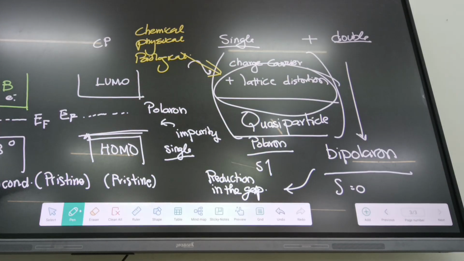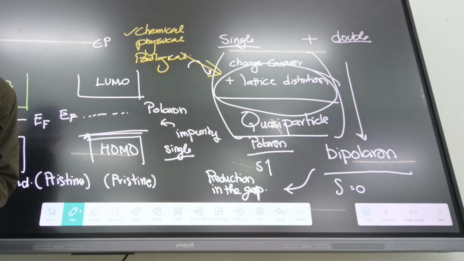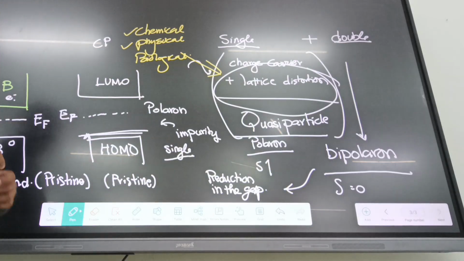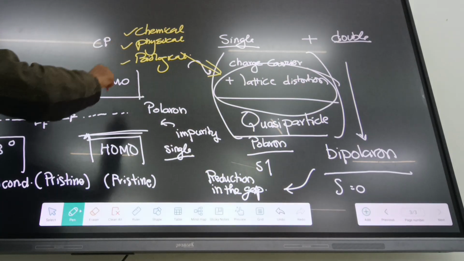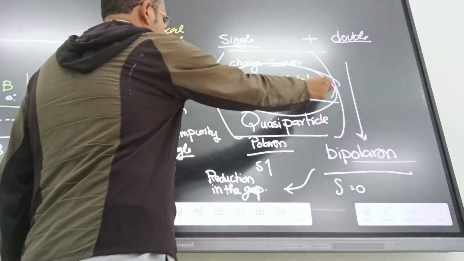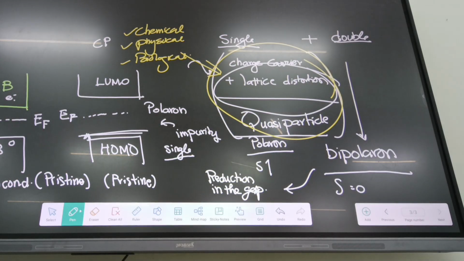So that is why conductive polymers can be used as a chemical sensor. For example, to detect gas. Physical sensors, if you want to detect pressure. And biological, any biomolecules, nucleus and so on. So the basic thing is that the external input is disturbing this charge carrier and that lattice distortion.